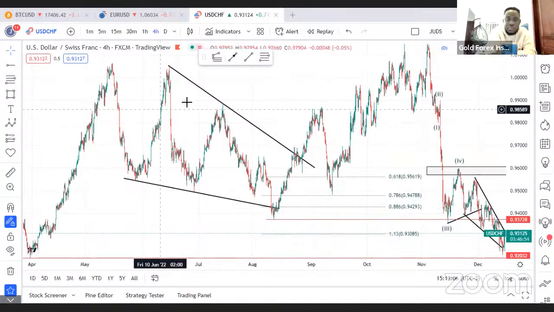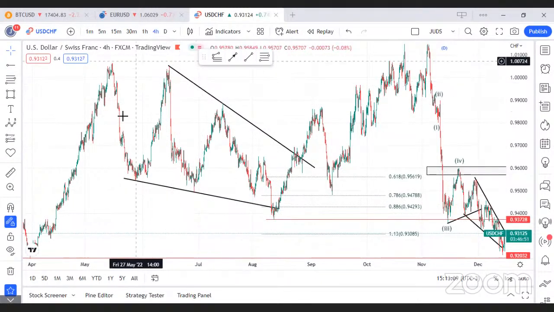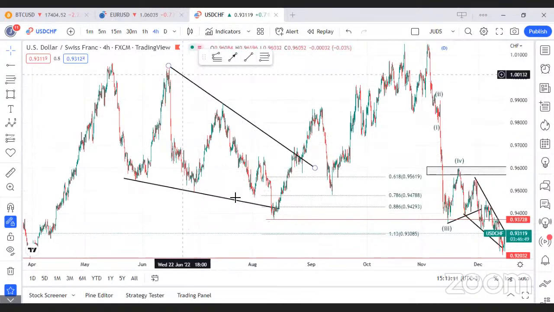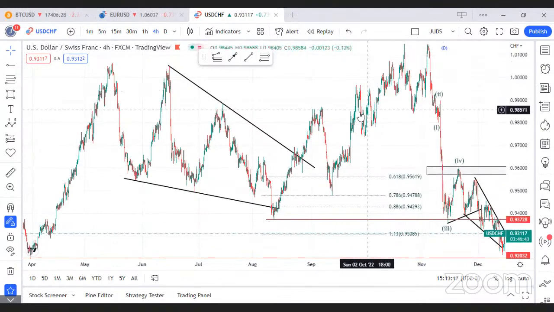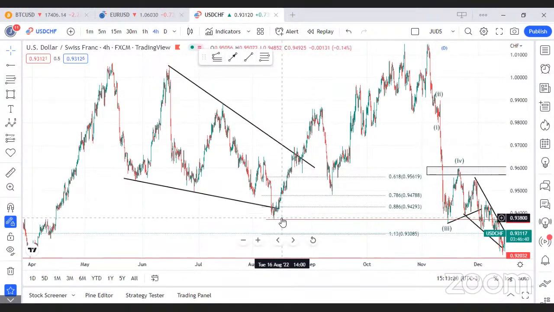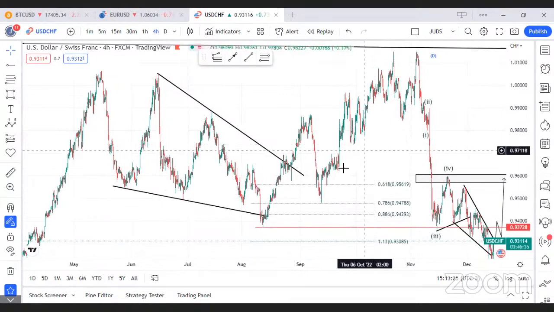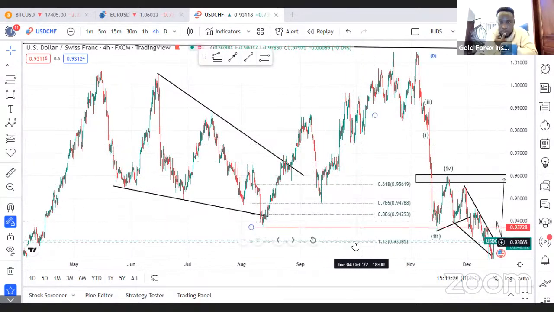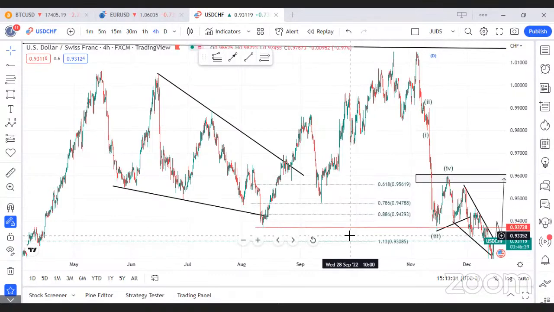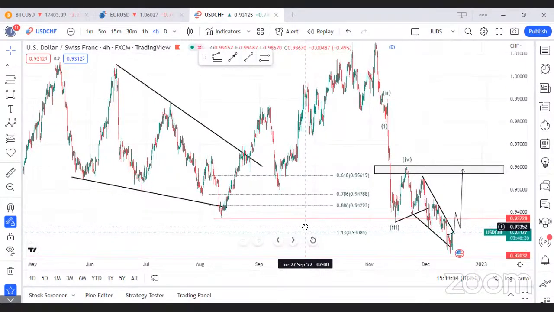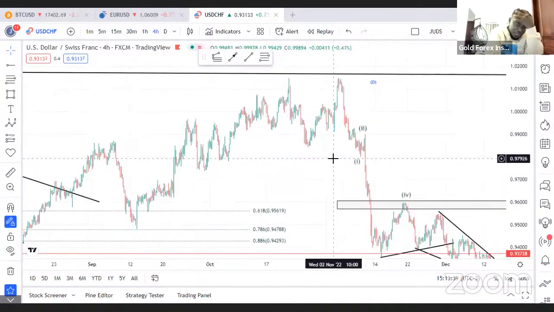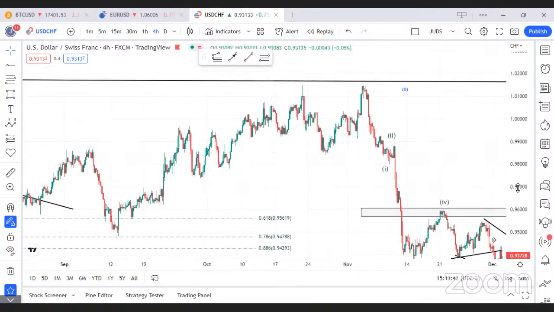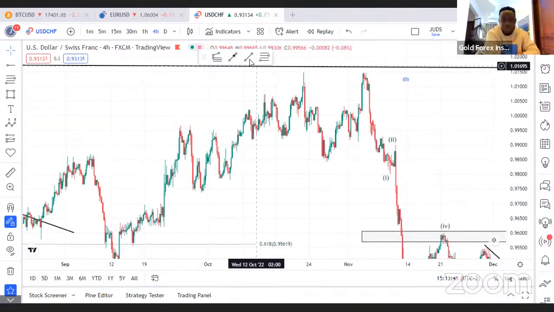Because this is the end of the triangle. And we know triangles are found in a fourth wave or a B wave. And after a triangle, we are going to have continuation of the trend. So if we have a triangle and the triangle is not invalidated, we just have to stick with our opinion until the market invalidates us before we start changing.